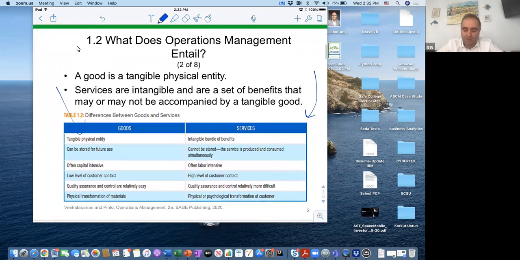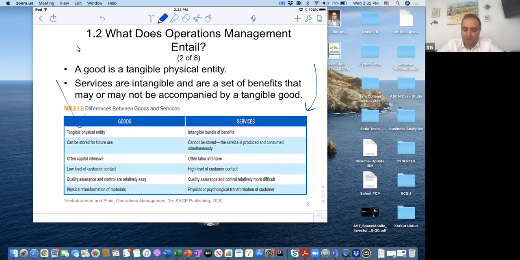So this table does a great job explaining some of the key differences between a service company and a manufacturing company. One of the key differences is that goods are tangible physical entities, services are not. Goods can be stored and services cannot be stored. This is going to be very important when we talk about inventory management towards the end of this class, because a service company may not store the fundamental goods that they are providing for their customers.